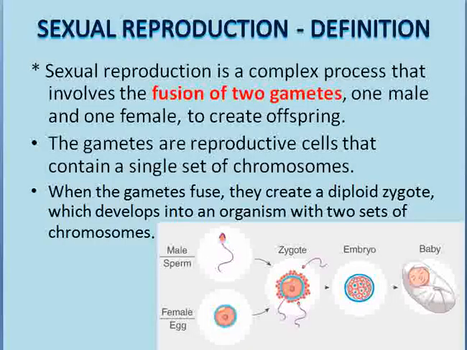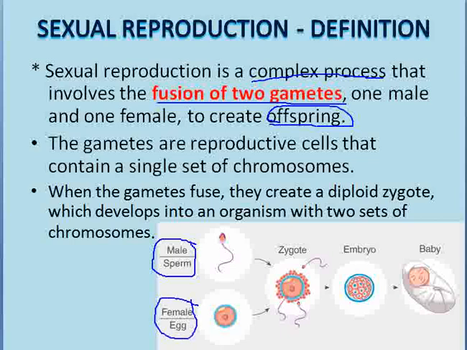When we come to the sexual reproduction, it is a complex process, which involves fusion of two gametes, one is male and the other one is female, so that they will be creating the offsprings or the young one. So look into the diagram. Here we have the male sperm and the female egg. So the sperm fuses with the egg. As a result of that, we get the formation of the zygote.